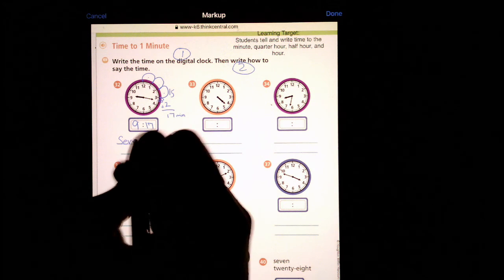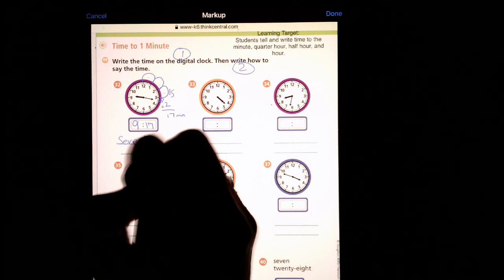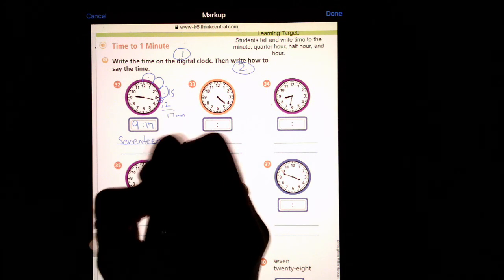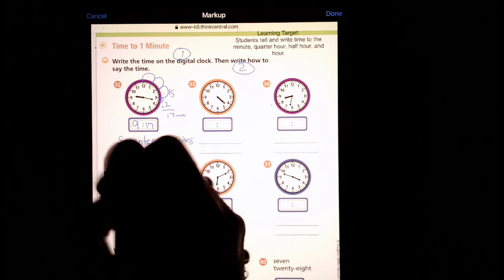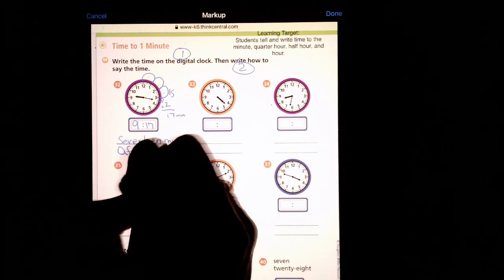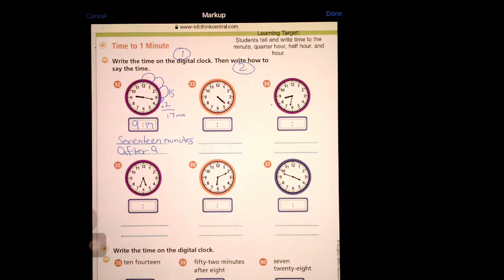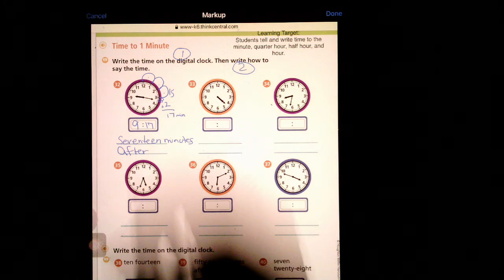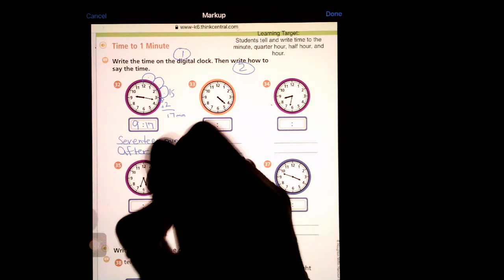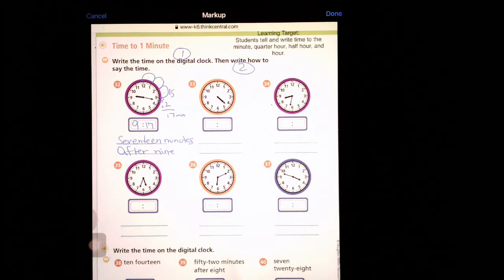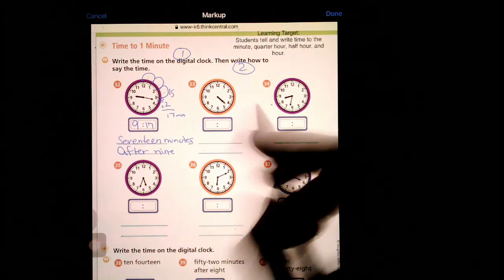17 minutes after 9. Okay? I don't like drawing out the number 9. Let's write the words. You guys need to practice spelling these. Okay? The next one, let's do problem number 33 together.